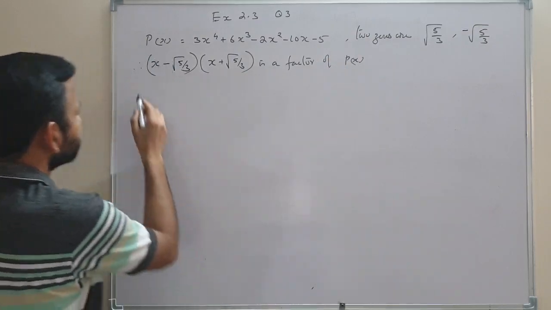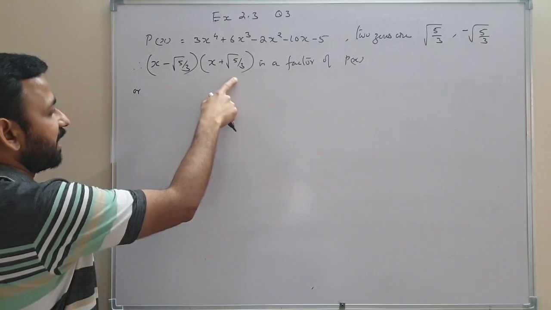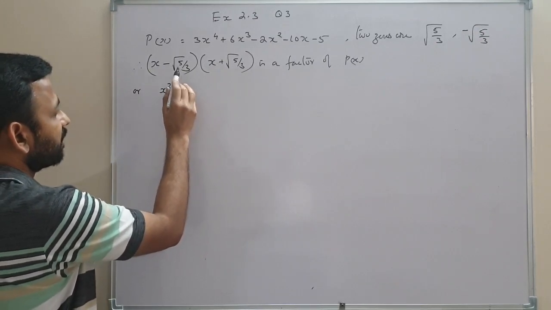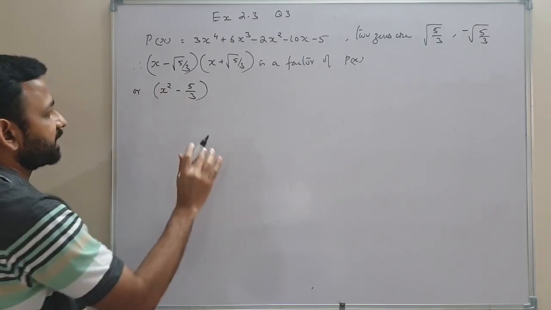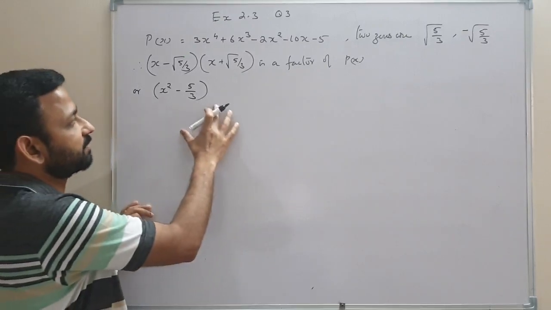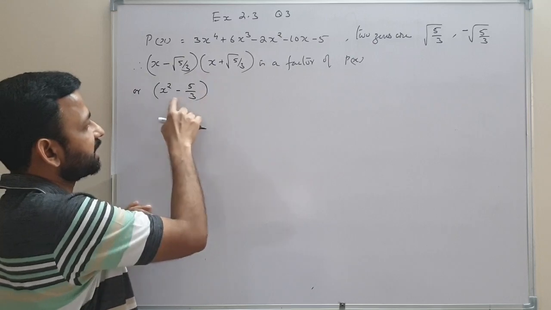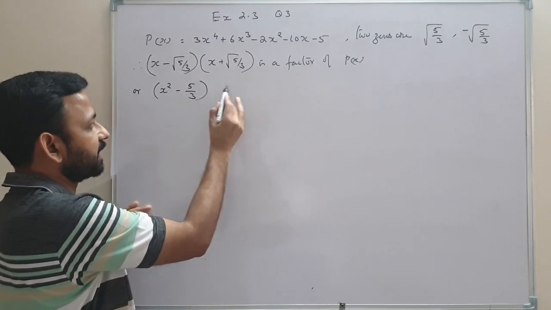a factor of p(x). Using a minus b into a plus b, that is a square minus b square, that is x square minus root 5 by 3 whole square, that is x square minus 5 by 3, is a factor of p(x). Because both of them are the same form: a plus b into a minus b is a square minus b square. So x square minus 5 by 3 is a factor of p(x).